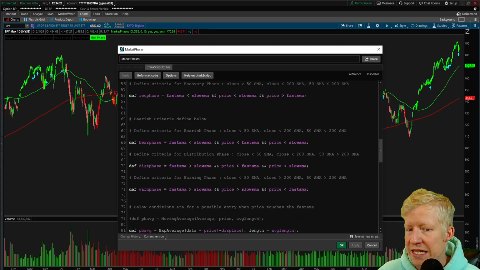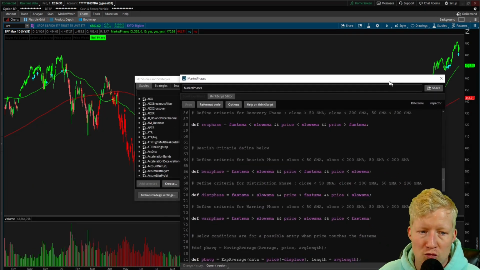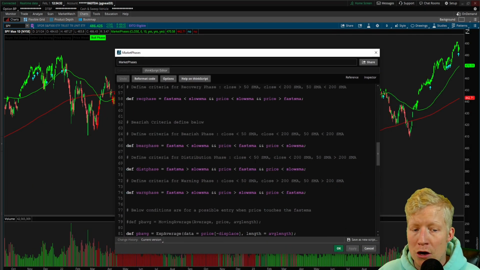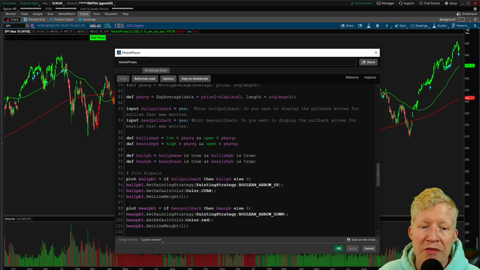Now, the bearish phase, obviously, I'm not going to insult your intelligence. It's just the opposite. Below, and the 50 is below. That's when you get this red bearish phase here. The arrows were what I thought they were. They are bull pullbacks and bear pullbacks.